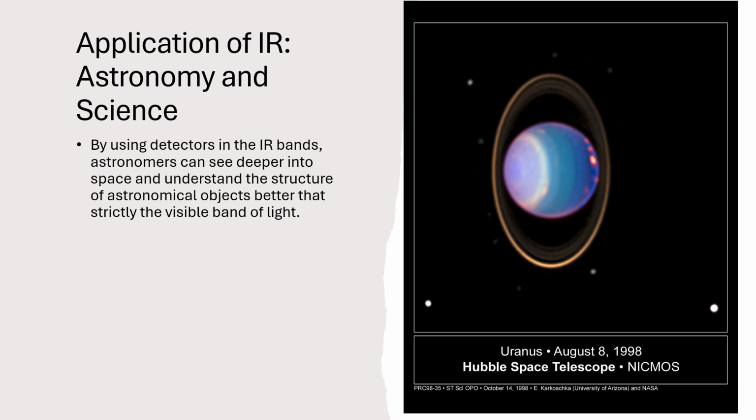IR is also used in different areas of science, and this happens to be a picture of Uranus taken in the infrared by the Hubble Space Telescope. Here it allows you to see different features of the planet. A lot of the pictures that you see online through the Hubble and the Webb Space Telescope are actually taken in the infrared, and they're just converted to the visible bands to see all the pretty colors and the intricate details.